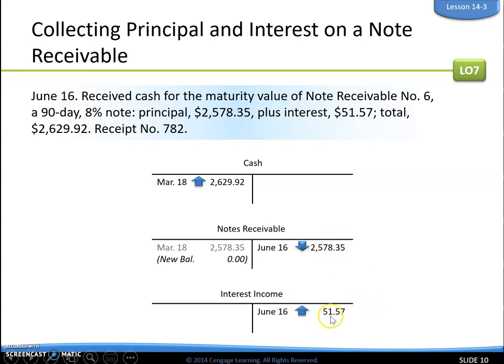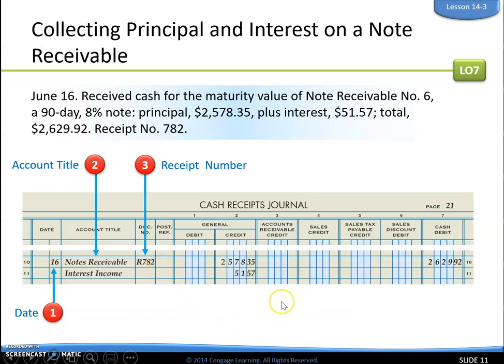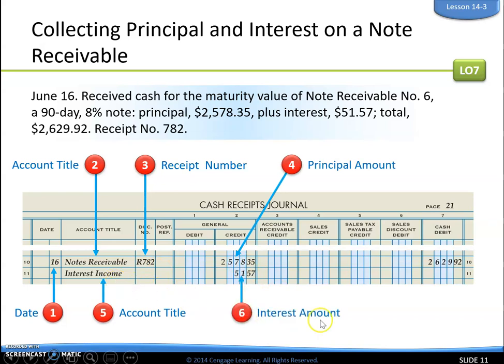Now, when we add up our 2 credits, that will equal our 1 debit. So we're going to put this into our cash receipts journal because we are receiving cash. Start with our date. We're debiting notes receivable, or sorry, not debiting, we are crediting notes receivable. We have our document number, we have our credit to notes receivable, we have our credit to interest income, and then we have our debit to cash.